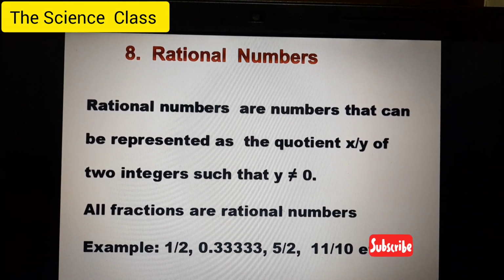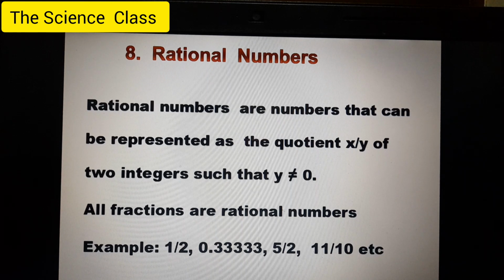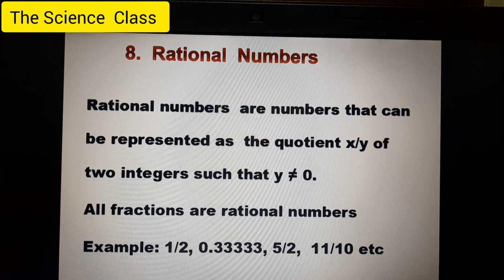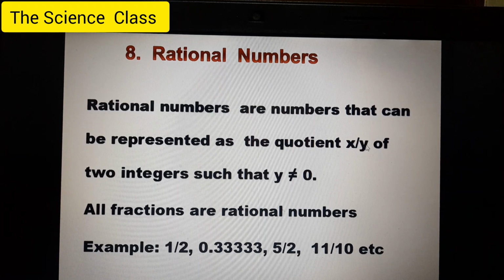Yes, the next kind of number is rational numbers. Rational numbers are numbers that can be represented as the quotient x over y of two integers such that y is not equal to 0. Now, what do I mean by quotient? The denominator is the quotient. The number below the slash is the quotient, and where my cursor is at this moment is the quotient.